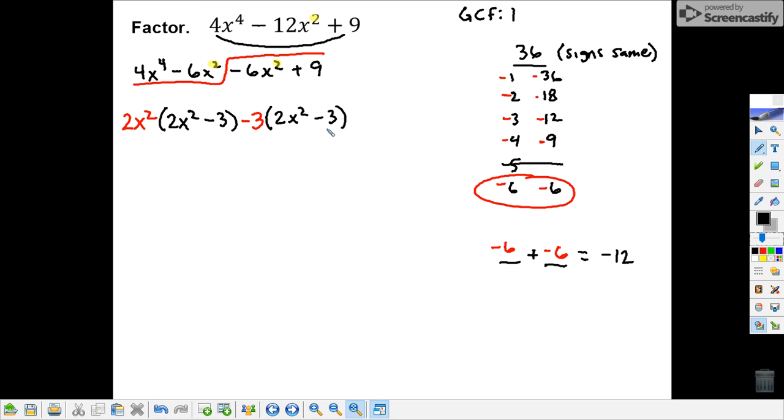So notice we have 2x squared minus 3 in both of them. Since they're the same, we know we did it correctly. So I'd factor out that 2x squared minus 3. And then we'd have our 2x squared minus 3 left over on the outside. And we'd have it factored. You could also write this as 2x squared minus 3 squared, since there are 2 of them.